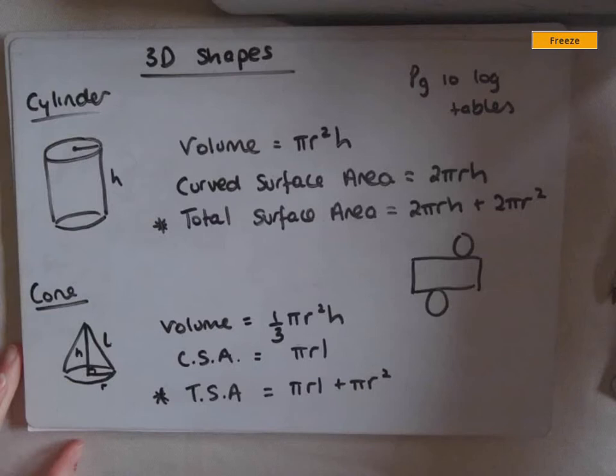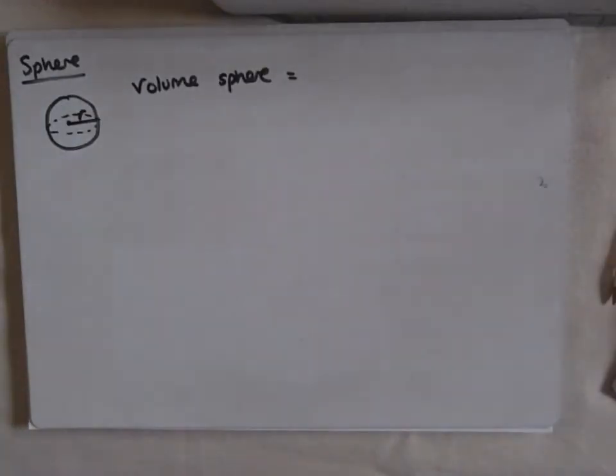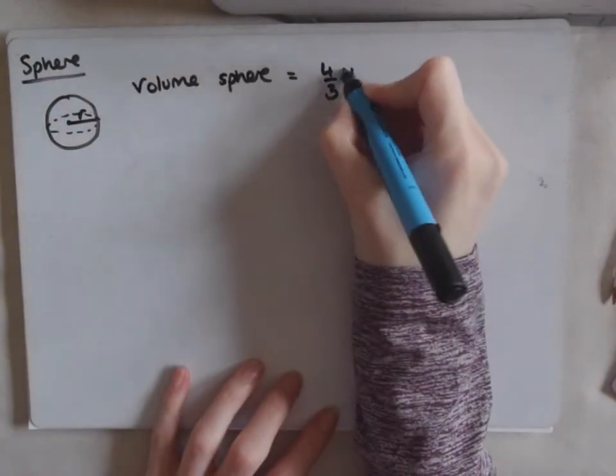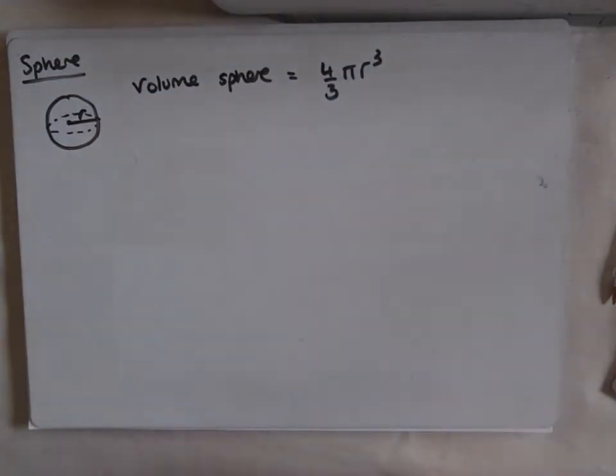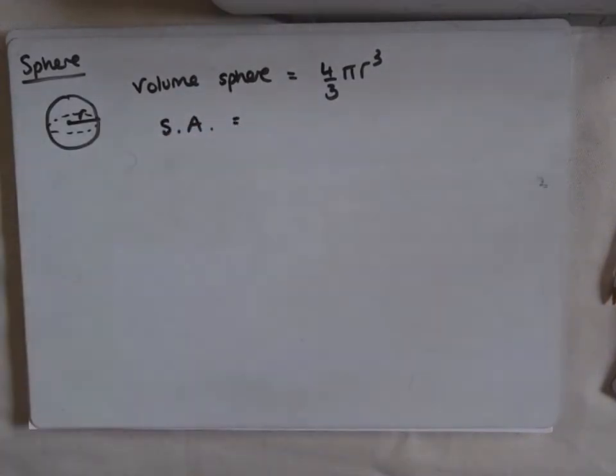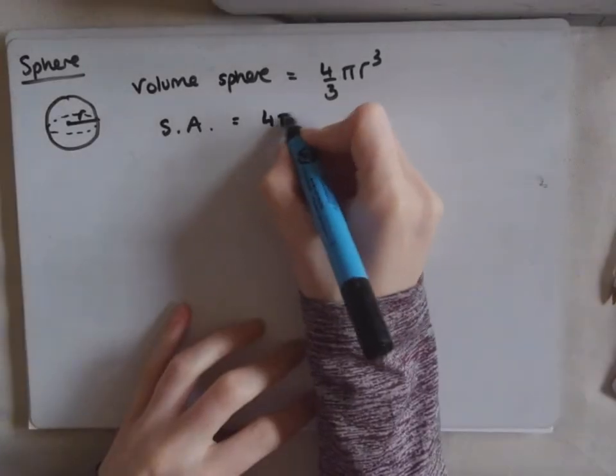Okay, can I get rid of the board? Okay. So a sphere is the next thing. Okay, so volume of a sphere, 4/3 pi r cubed. Okay. And surface area, in this case it's all curved, so it's just your area, is 4 pi r squared.